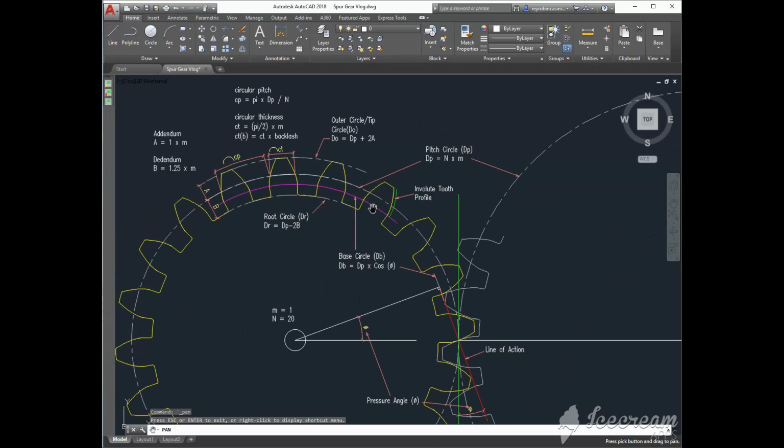The base circle. This is the base circle right here. The involute profile of the tooth starts from the base circle. The diameter of the base circle can be determined mathematically by the equation dB equals dP times the cosine of the pressure angle. Geometrically, the radius of the base circle is the perpendicular distance from the center of the gear to the line of action.